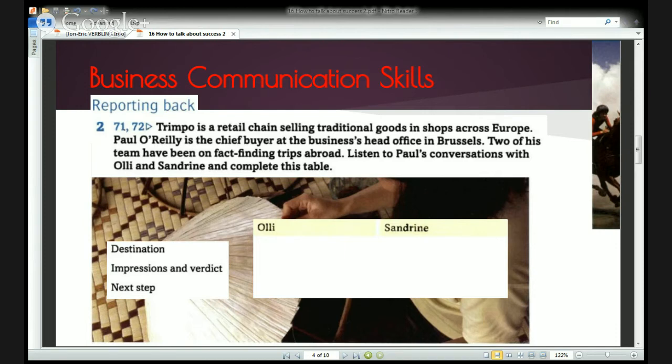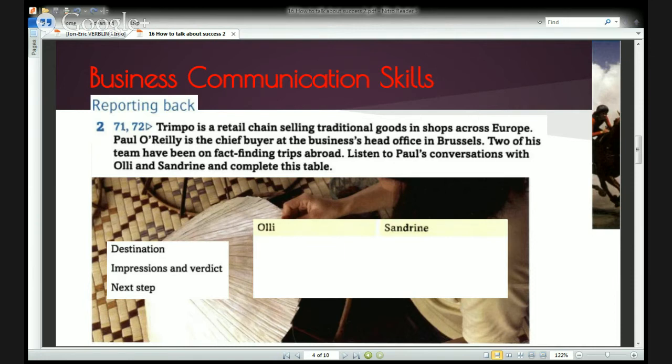What we're doing is working on key expressions that you can use in a business meeting to evaluate the success or failure of a project. We're doing that by listening to a meeting between this guy, Paul, who's a chief buyer at the company. The company deals in handicrafts. We've listened to two meetings he's had, one with Ali and one with Sandrine, and we're just talking about the general idea right now. We're then going to pick out some of the key expressions he used so that we can use them in our own meeting. So that's the plan, Angelica. That's what we're doing so far.